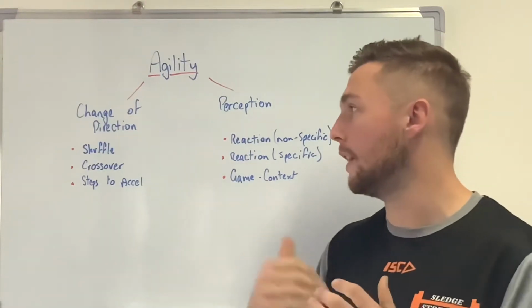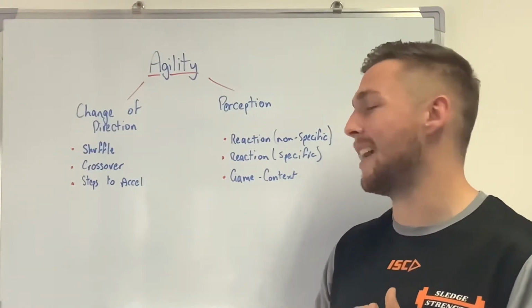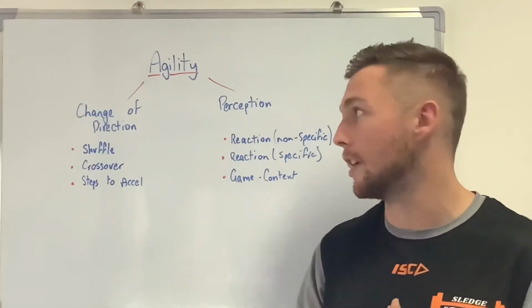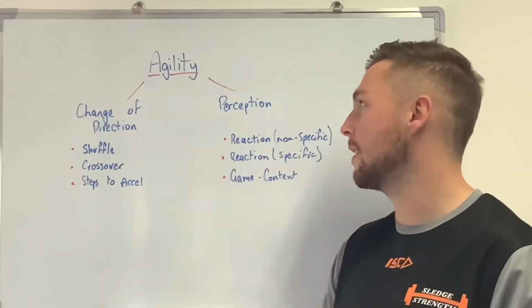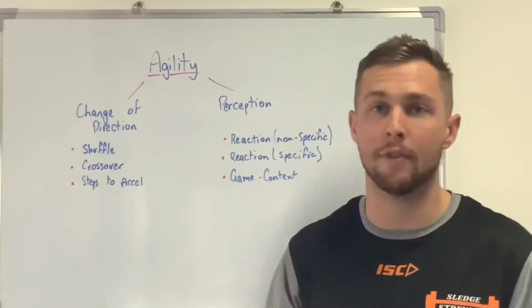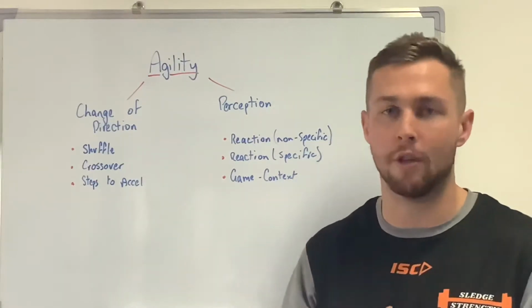Today we're going to break down how to improve your agility on the field. So if you look at agility, we split it into two main components or concepts. We've got change of direction mechanics and perception, your ability to perceive. So that's more of a psychomotor skill.